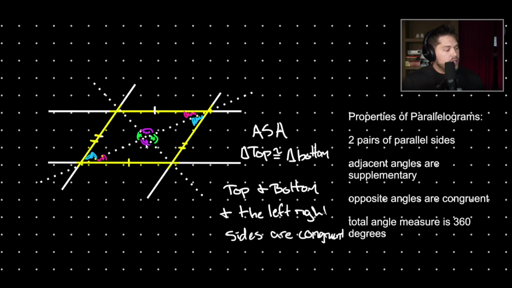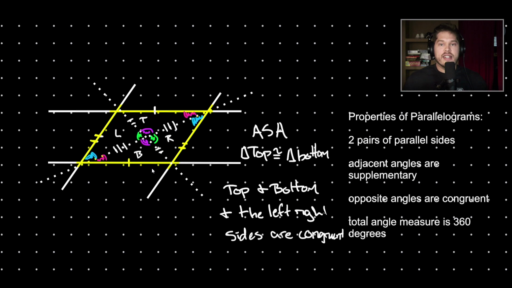Well, we can notice that, I'll label it again, the top triangle and the bottom triangle. For our top triangle and our bottom triangle, they are congruent by angle side. Therefore, this side length is congruent to this side length. And our left and right triangles are also congruent by angle side. And again, because corresponding parts of congruent triangles are congruent, we know that this third side is congruent to this.